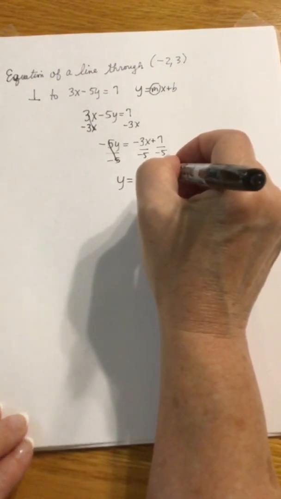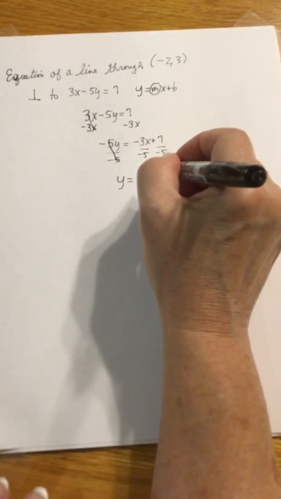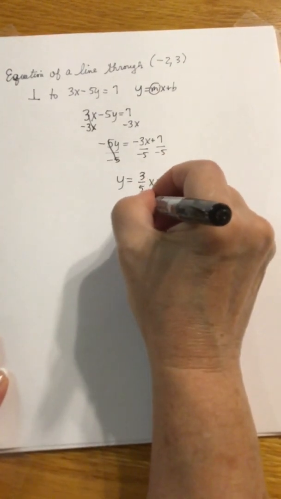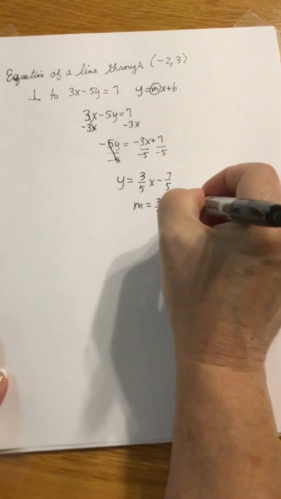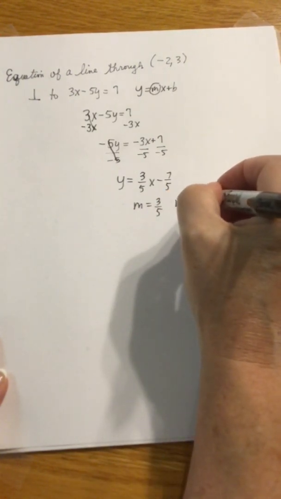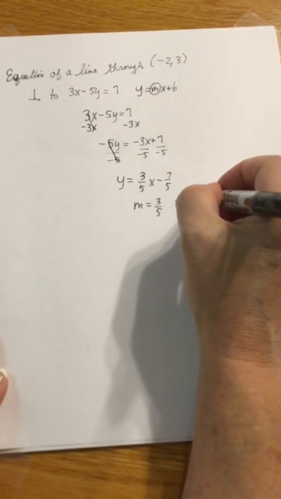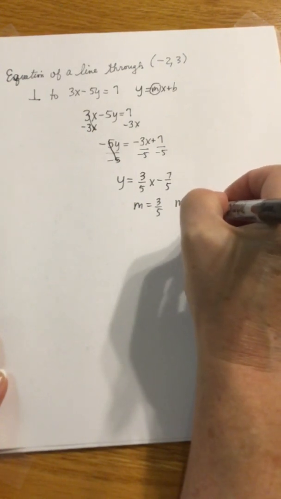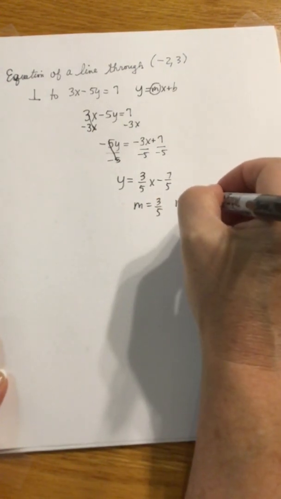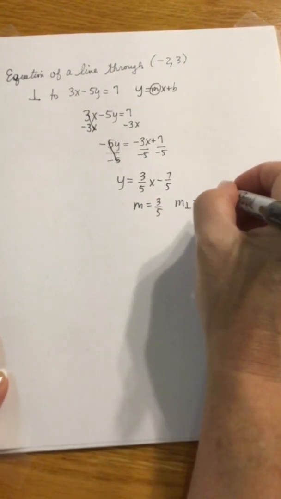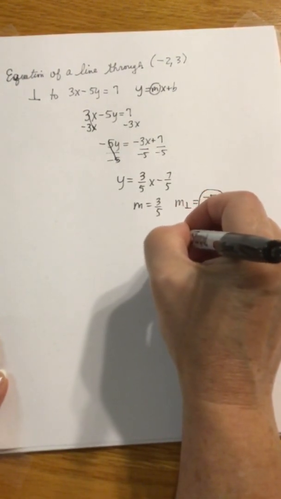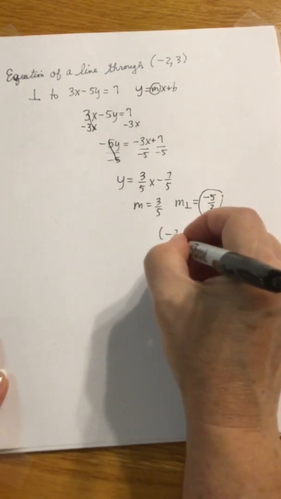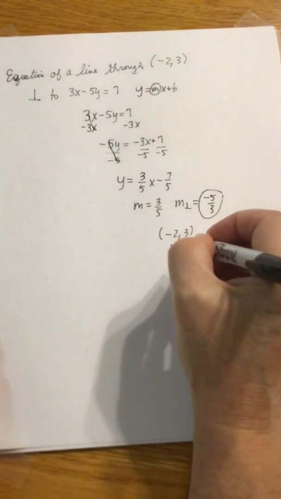So we want it to be perpendicular to this. So the slope of this one is 3/5. So that makes m perpendicular be, what do you think? Negative 5/3. Opposite reciprocals. So it's perpendicular if we use the slope negative 5/3, and we have the point -2, 3, which stands for our x sub 1, y sub 1.